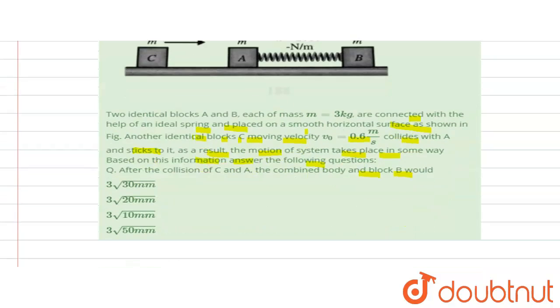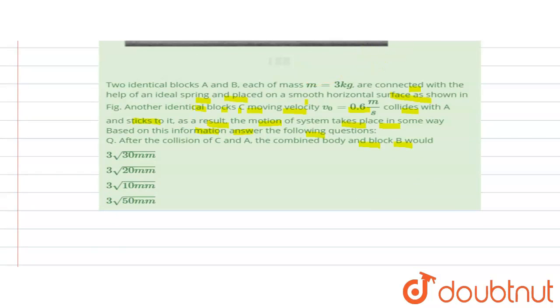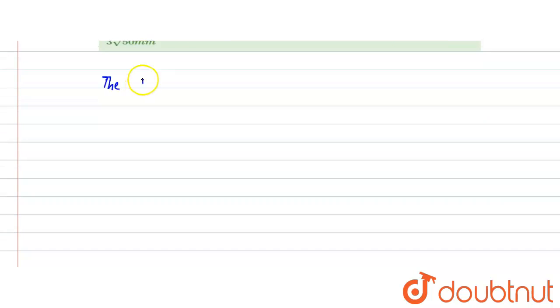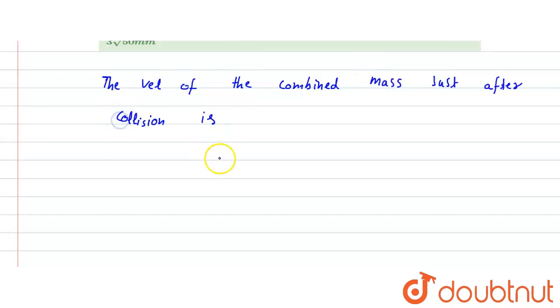So here we can write the velocity of the combined mass just after collision. Momentum conservation gives m v naught is equal to 2 m v, and here the velocity will come v is equal to v naught by 2, m and m cancel. Now here it is equal to 0.3 meter per second.